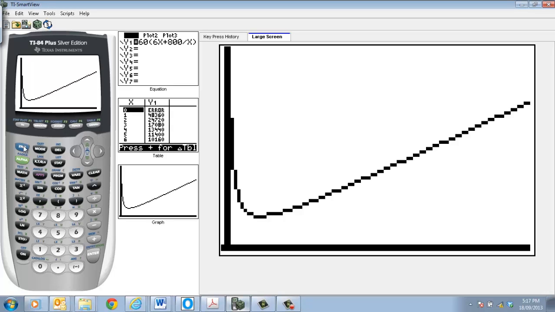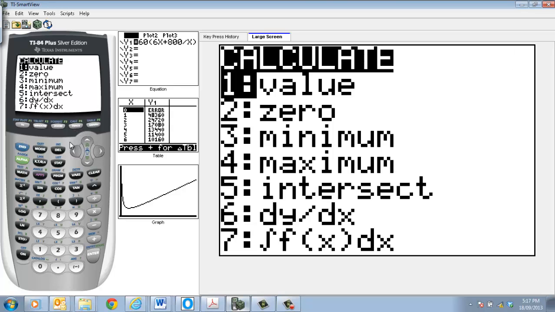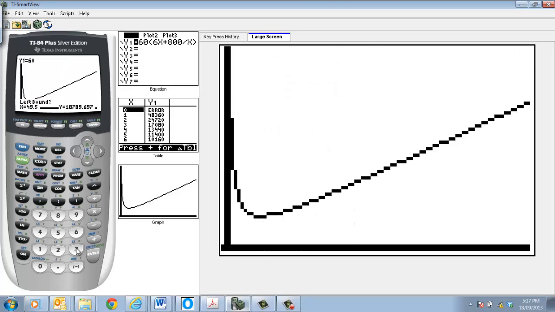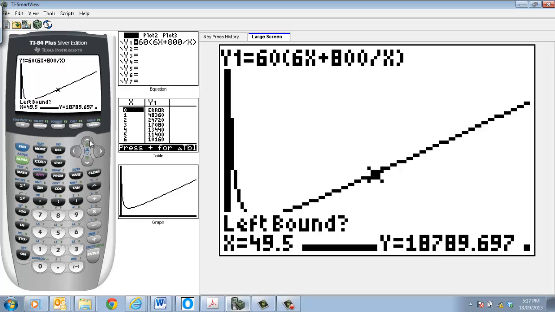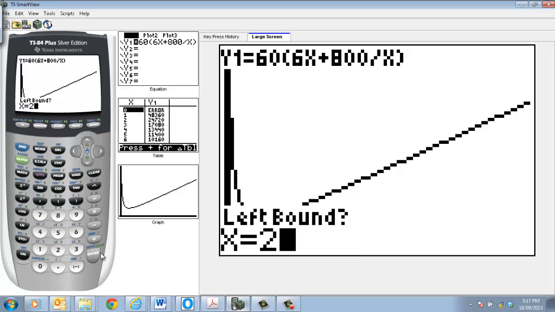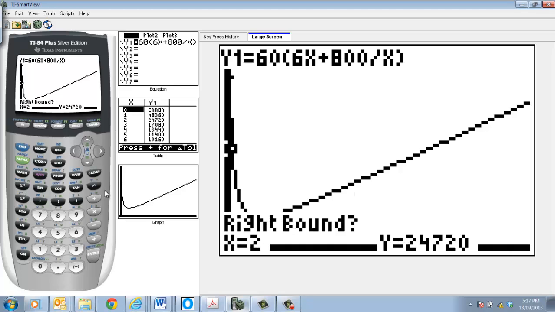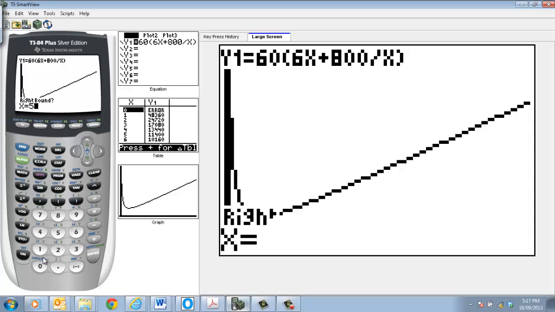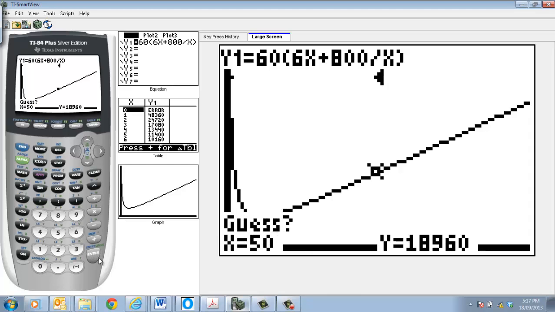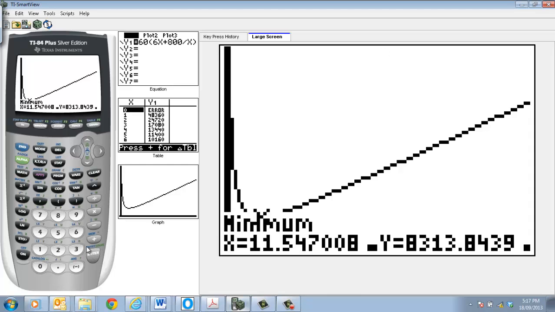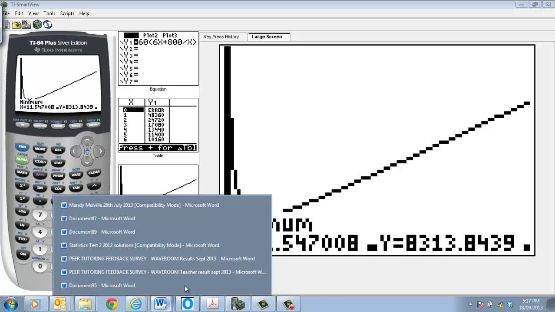Now, while I'm on my calculator, I might as well find that minimum value. So the minimum, number 3. Scrolling across on this side over here, I could probably just type in, say, 2. That's probably on the left hand side, yeah. And then I can probably put in 50, right hand side. Yep, that's on the right hand side, and then that will find my area. So that distance, minimum when x is equal to 11.55, let's say.